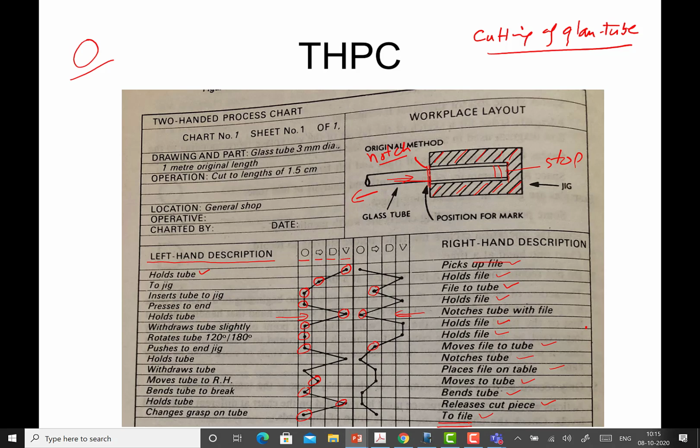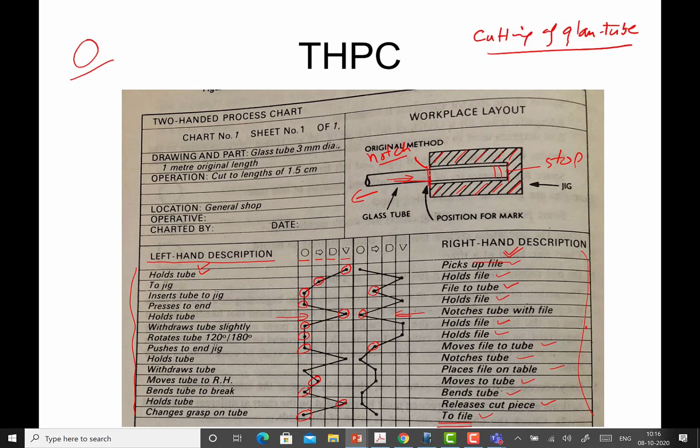picking of the file. So picking up the file is the definite beginning point, and holding the tube is the definite starting point for the cutting purpose. In this case, if you see, there are a number of operations, a number of activities, which are being done by both the hands.